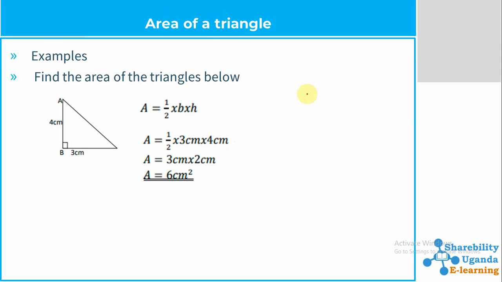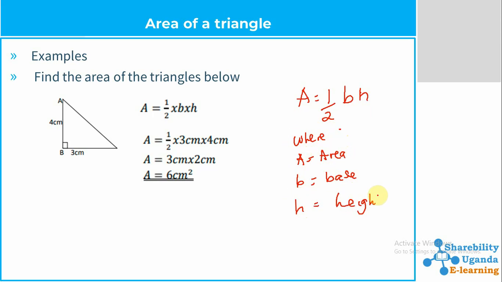Our formula for area is equal to a half a b h, where our A is area, our B is the base, our H is the height. Okay, so our A is the area, our B is the base, this is the height.